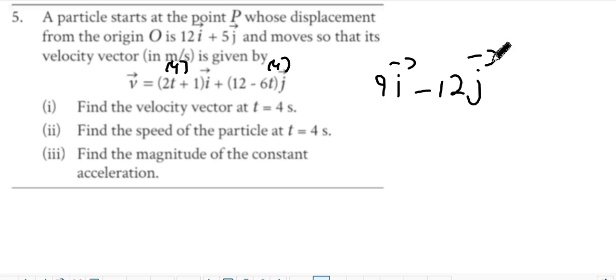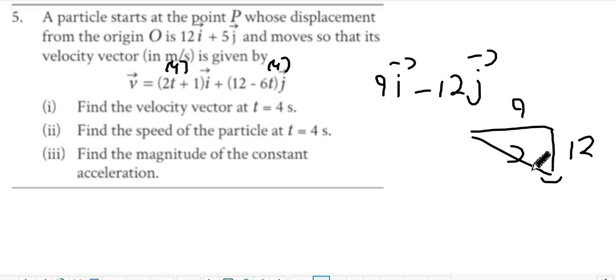You all okay with that? Okay. Find the speed of the particle at t equals 4. Well, the speed is currently 9 across and 12 down. So I'll just do Pythagoras' theorem here. 225. Square root that to get 15, I think.